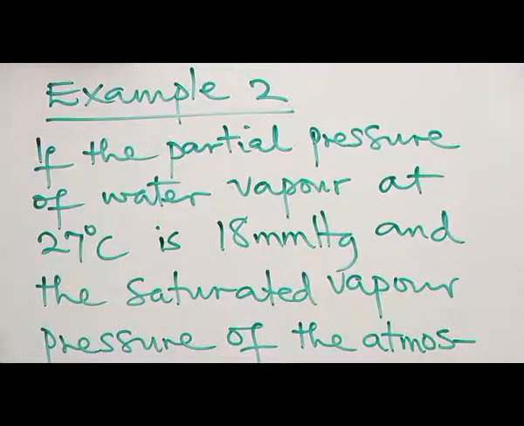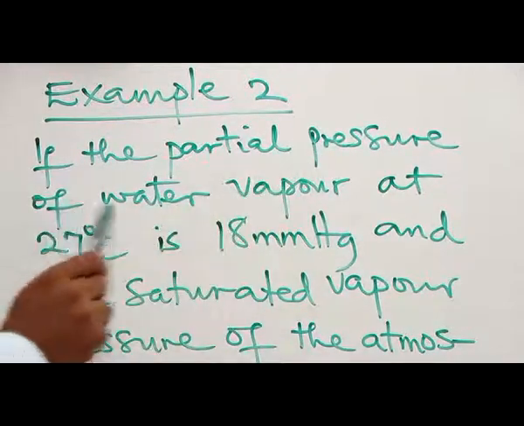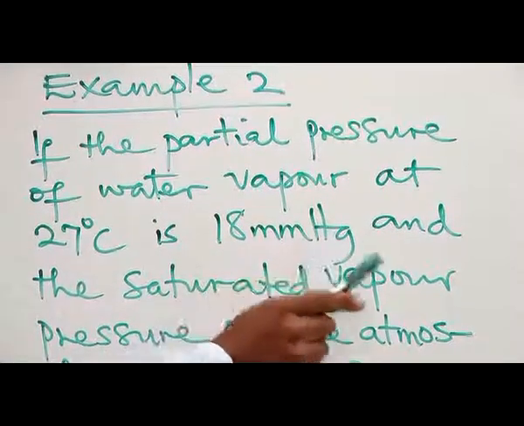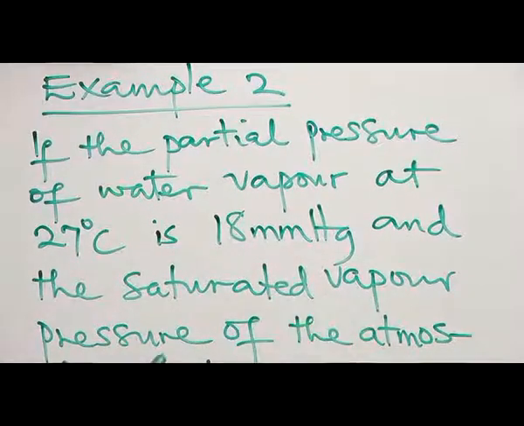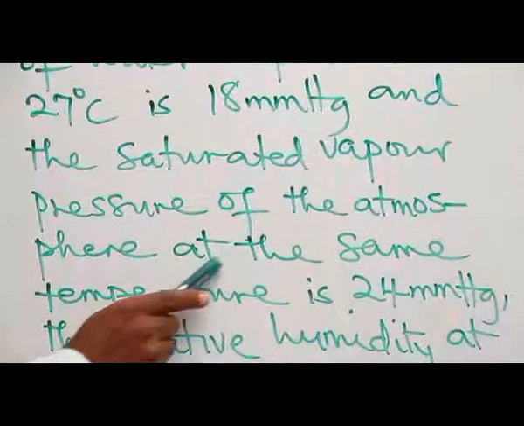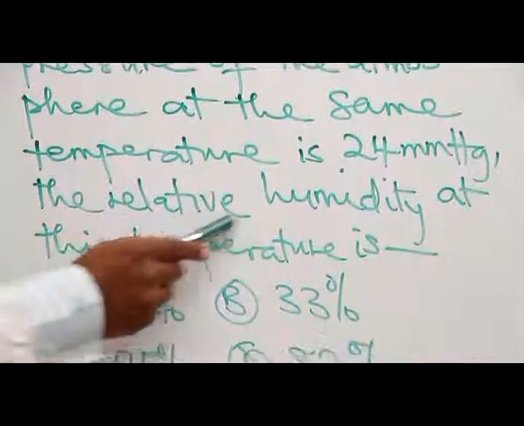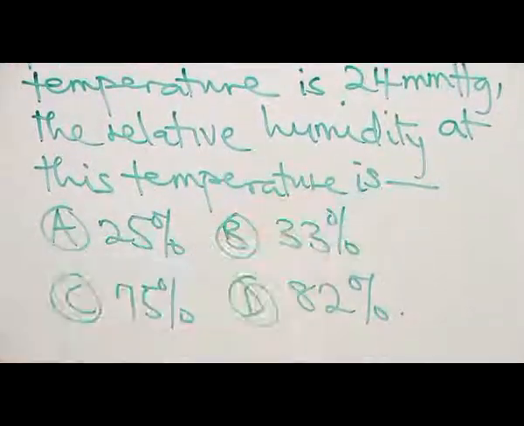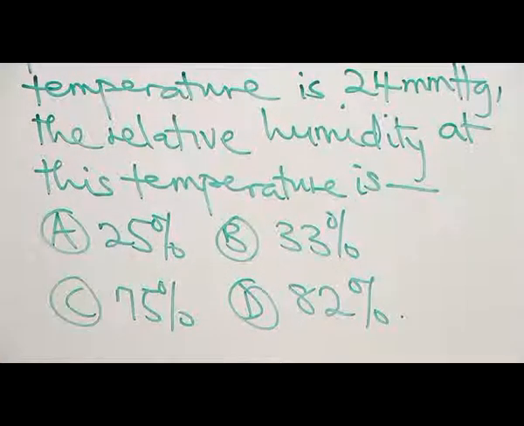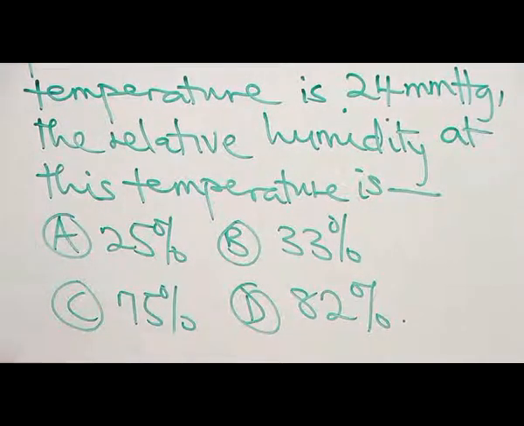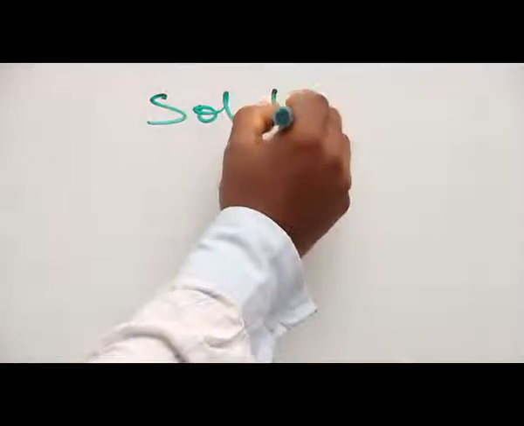Example 2. If the partial pressure of water vapor at 27 degrees Celsius is 18 millimeter mercury and the saturated vapor pressure of the atmosphere at the same temperature is 24 millimeter mercury, the relative humidity at this temperature is A. 25%, B. 33%, C. 75%, D. 80%. The solution to this example is as follows.